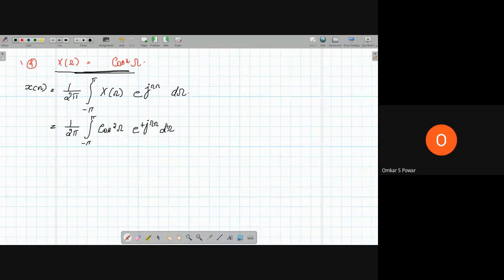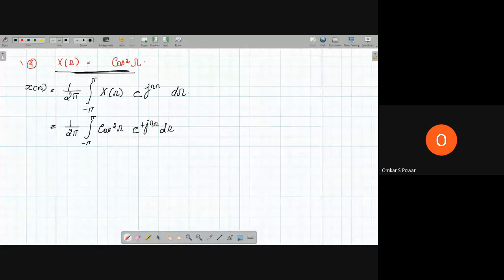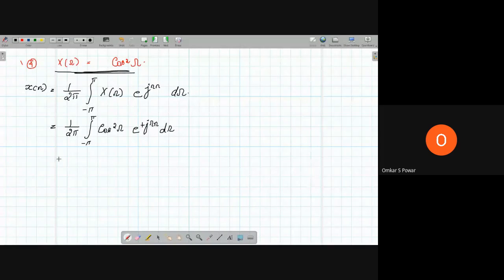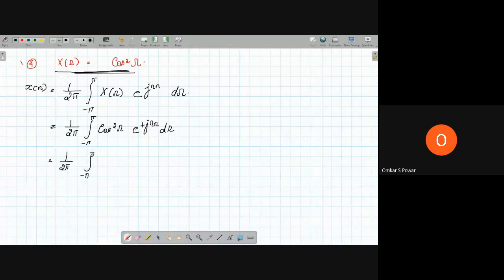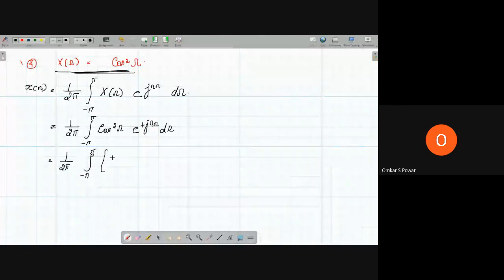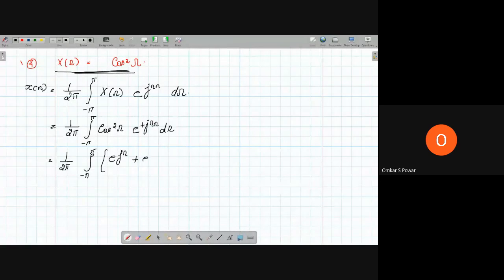Now what is cos omega? It is e power j theta plus e power minus j theta by 2. Why am I expressing it in terms of e power j theta? So that integration will become easy for us. So 1 by 2 pi integral from minus pi to pi of, cos omega is e power j omega plus e power minus j omega by 2, the whole square, into e power j omega n d omega.